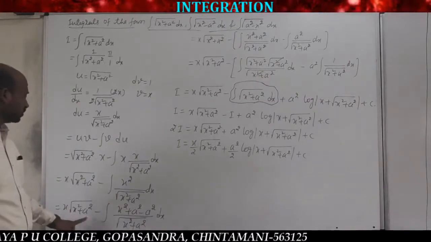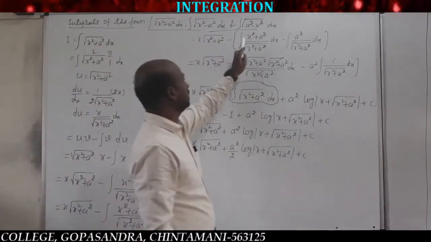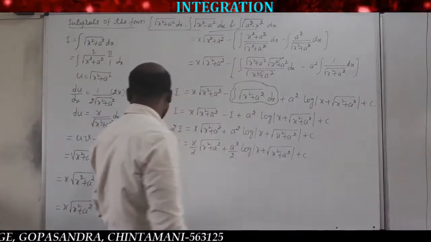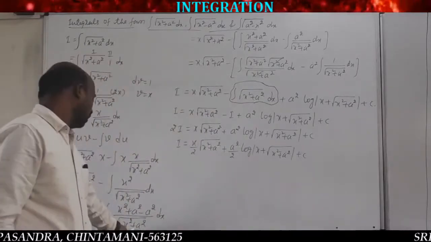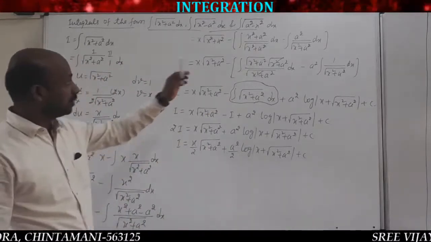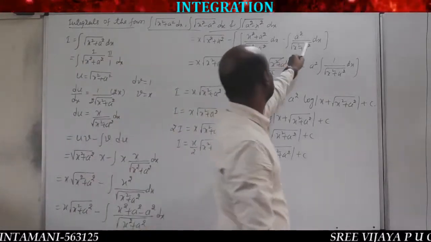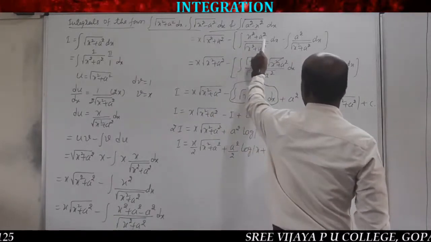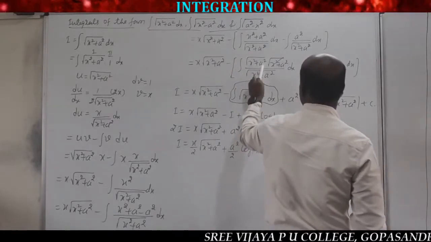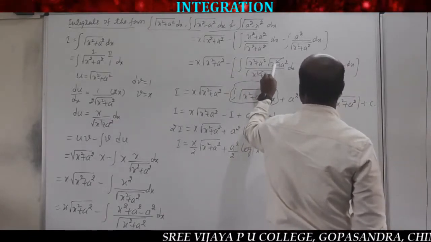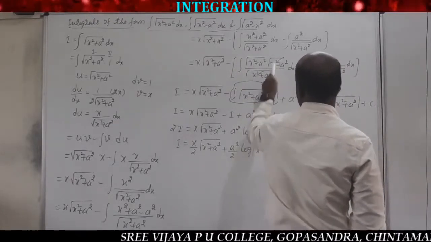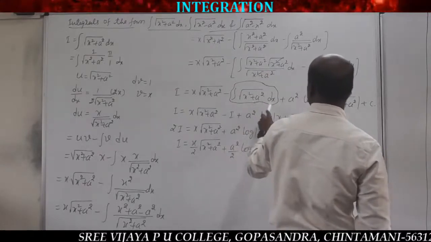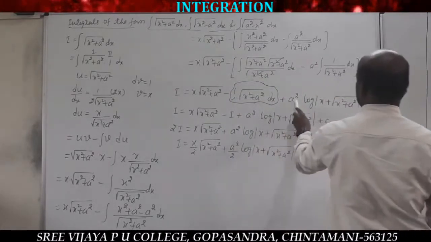So x into root of x square plus a square minus integral of x square plus a square by root of x square plus a square. Minus, already under it, split. Minus x square. So minus, multiply by x. So minus x square plus a square root of x square plus a square into root of x square plus a square by root of x square plus a square. This gets cancelled. Minus of this one. So minus x minus x plus a square.